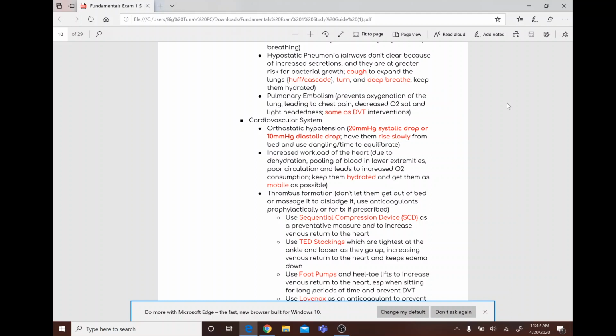How are we going to deal with orthostatic hypotension? Rise slowly and dangle over the bed for a little bit. How are we going to deal with increased workload of the heart? Hydration and get them as mobile as possible.